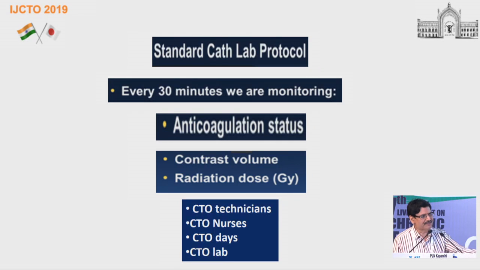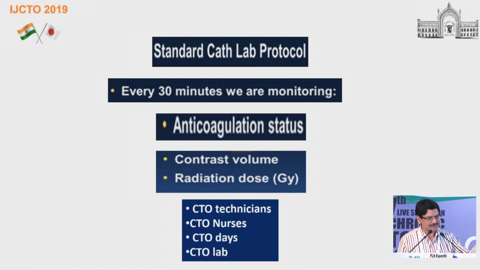And we should maintain the standard cath lab protocols. That means every 30 minutes we have to monitor the ACT. For the antegrade approach it should be maintained between 250 and 300, and for retrograde it should be more than 350. And contrast volume also should be assessed; if the maximum contrast reaches 300 ml, you should abort the procedure, and more than 600 you should definitely avoid. And radiation dose, as I discussed, if it reaches 8 grays, you have to abort the procedure.